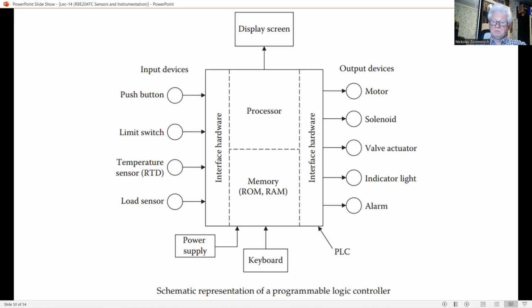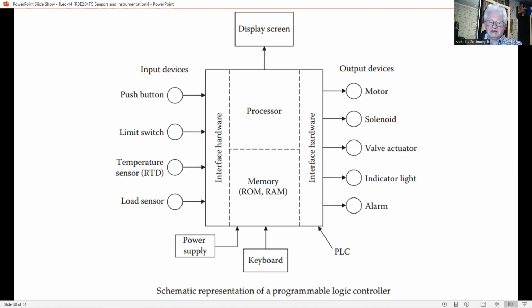Each device is assumed to be a two-state device, taking the logical value 0 or 1. Now, depending on the condition of each input device and according to the programmed logic, the PLC will activate the proper state, like on or off, for each output device. And hence, the PLC performs a switching function.